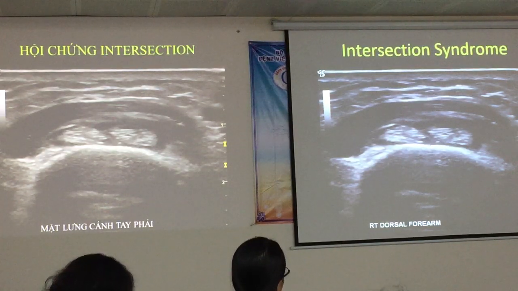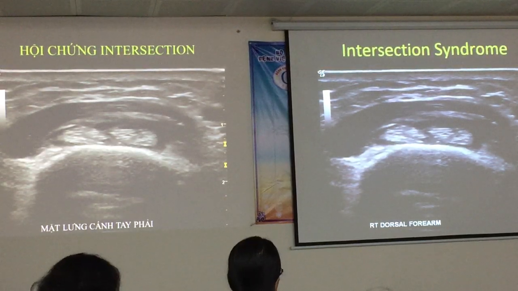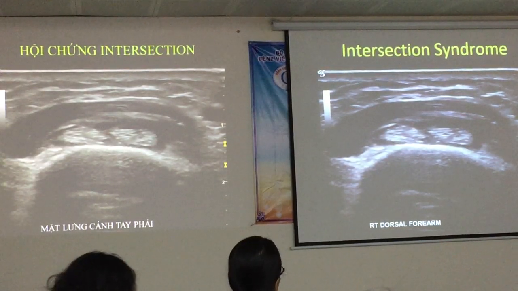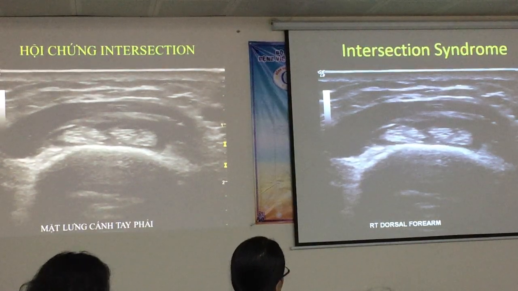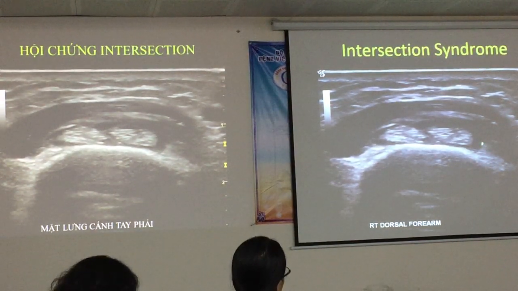So there's actually two. There's a proximal intersection syndrome, which occurs just about here, and a distal intersection syndrome that occurs down in here. So this is an example of proximal intersection syndrome.